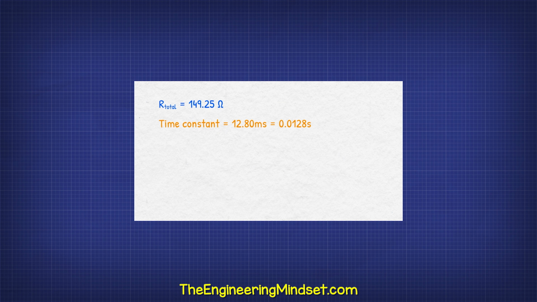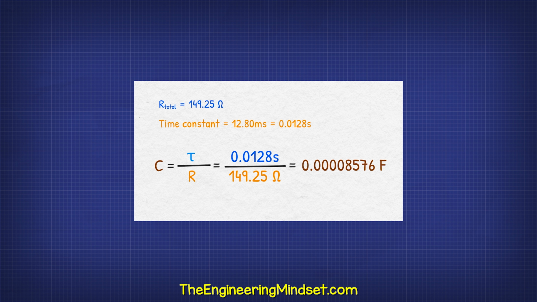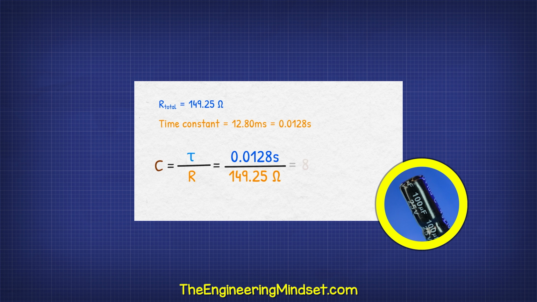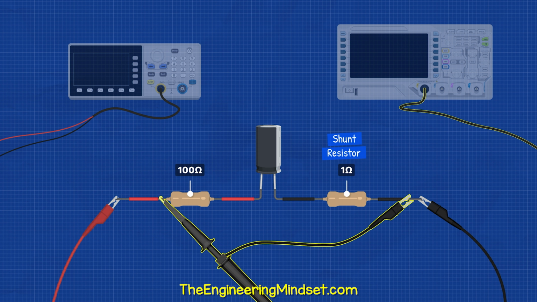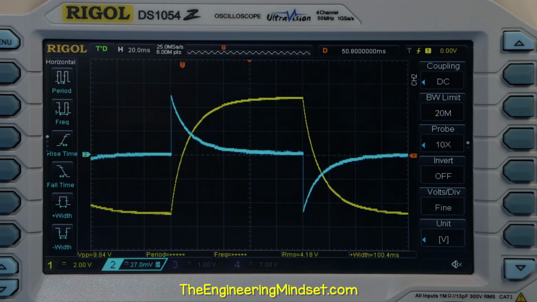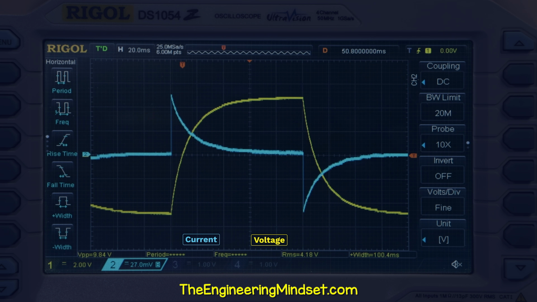Convert this value to seconds, divide this by the total resistance, and this will give you the capacitor value in farads, which, as I suspected, is different. If we add a shunt resistor after the capacitor and connect a second probe across this, the oscilloscope shows the voltage drop proportional to the current flowing.